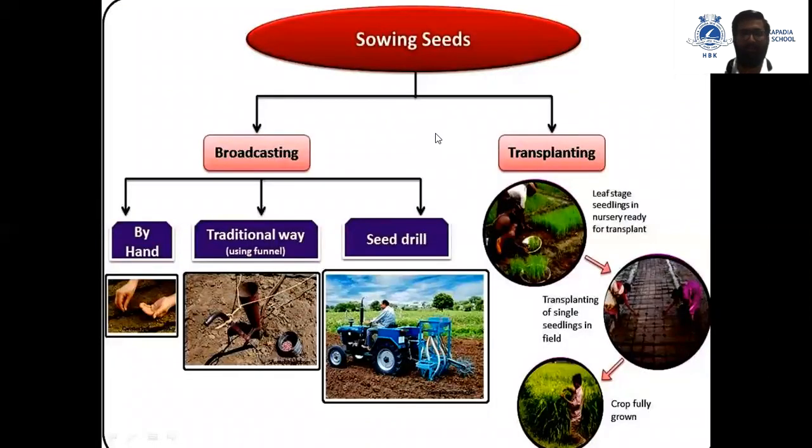The second step is sowing of seeds. It is done by using two methods. First one is broadcasting and the second one is transplanting. Yes, broadcasting is done by hand or by using traditional methods like using funnel and using seed drill. Transplanting means firstly we have to sow seeds in nursery. Then they are matured and it is transplanted into the field.